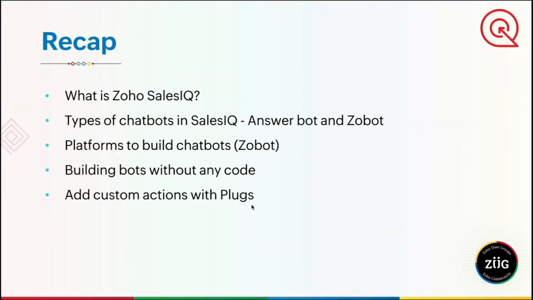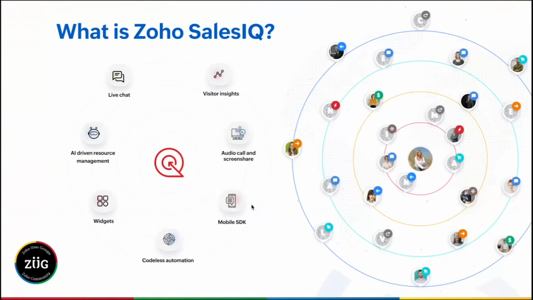First things first. What is Zoho SalesIQ? Zoho SalesIQ is a customer engagement platform and live chat software to give engagement to the visitors who are visiting your site. In simple words, SalesIQ would act as a bridge between you and the people who are coming to your site. So this works both ways.